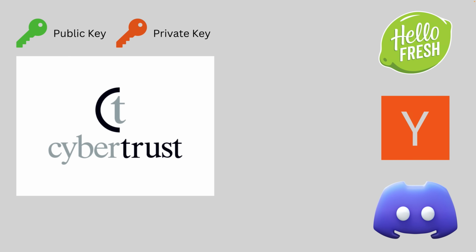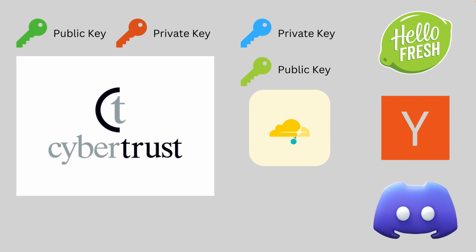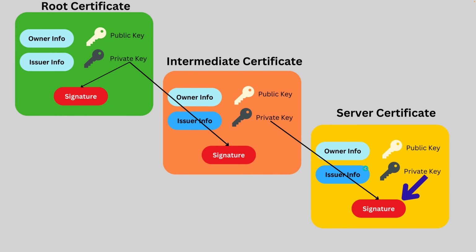Well, we have an intermediate certificate authority. Now, Cloudflare is an intermediate certificate authority for Cyber Trust. So instead of HelloFresh reaching out to the certificate authority itself, it reaches out to the intermediate certificate authority, and it goes through the exact same process that we have just outlined. And then the intermediate certificate authority reaches out to Cyber Trust, which is the actual trusted certificate authority, and it goes through the exact same process. So what we end up with is a chain of certificates. The chain of certificates are going to look something like this.